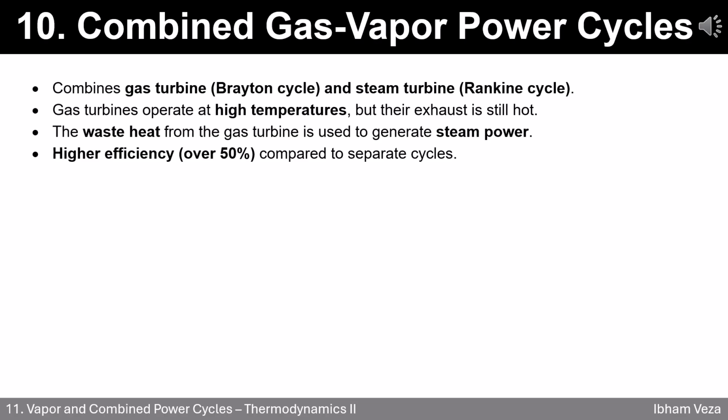Here's how it works. Gas turbines run at very high temperatures and produce electricity, but their exhaust gases are still hot. Instead of wasting that heat, we capture it and use it to produce steam, which drives a steam turbine and generates even more electricity. This smart design achieves much higher overall efficiency, often above 50%, compared to using just one cycle alone. Combined cycles show how combining different technologies can dramatically improve performance and reduce waste in modern power plants.